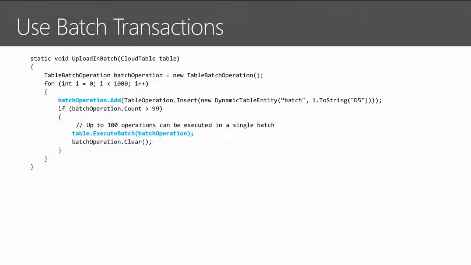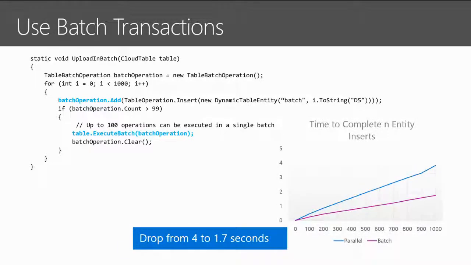Now let's do batch transactions. Again, if I've got many entities that I'm inserting all at once, doing one big upload, or if I've got a bunch of data coming in right now, I can batch it up and put it all in one transaction. Let's do that. So in this case, I'm just doing batches of 100 operations. Batches can be up to 100 operations, also a 4 megabyte limit, so be mindful of that. But in this case, we do batches, and we get down to 1.7 seconds.